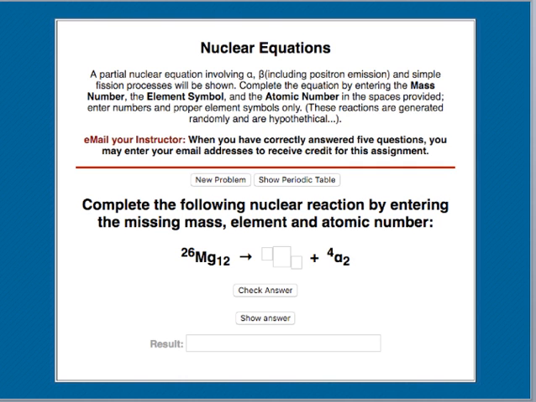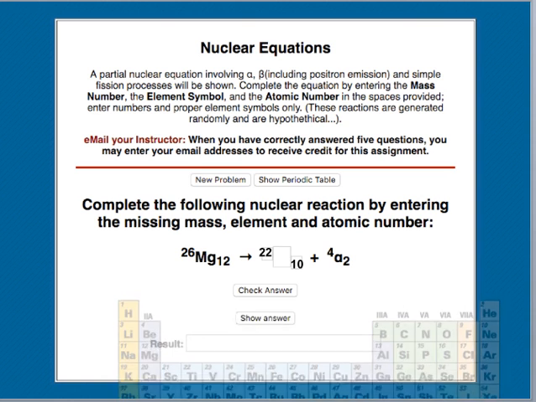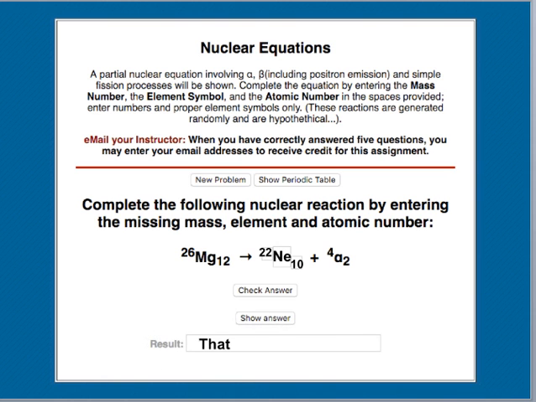When you work this, first thing you do, 26 minus 4 is 22. We have 12, we've lost 2. That gives us 10 as an atomic number. Then you look at a periodic table. What has an atomic number of 10? Well, that's going to be neon. And so you simply put neon in there.